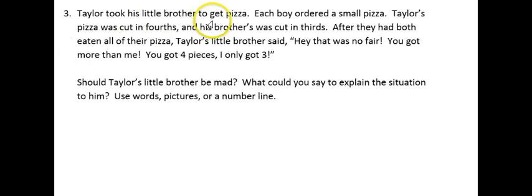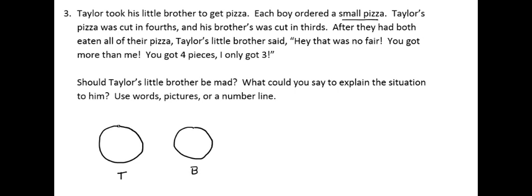Well, the key here is that both boys ordered a small pizza. So that would imply that they both got the same type of pizza. So we're going to draw a picture of each pizza, making them pretty much the same size. And we'll call this one Taylor's pizza, and this one I'll put a B for brother. Taylor's pizza was cut into fourths, and his brother's pizza was cut into thirds. So his brother is correct when he says, you got more pieces.